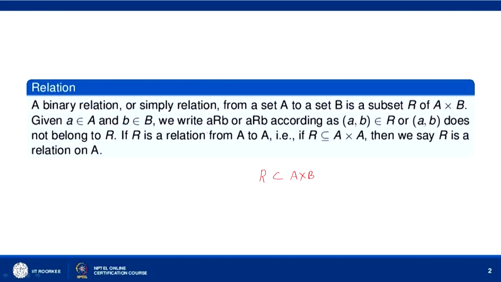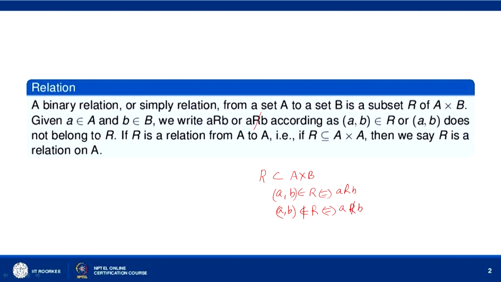A binary relation, or simply relation, from a set A to a set B is a subset of A cross B. So, if you denote the relation by R, then R is a subset of A cross B. Let us say we have an element a belonging to A and b belonging to B, then we write a R b or a not R b according as (a, b) belongs to R. So, if (a, b) belongs to R, it means that a is related to b, and if (a, b) does not belong to R, then we say that a is not R related to b.